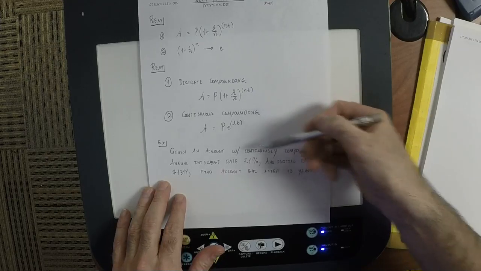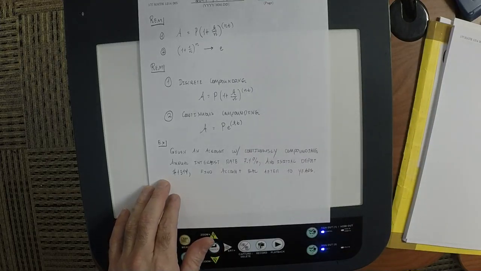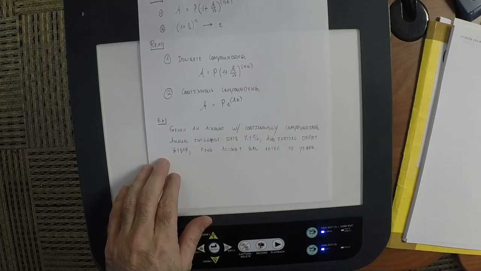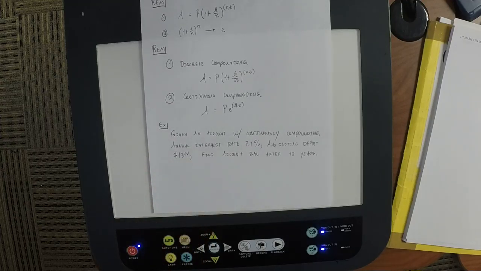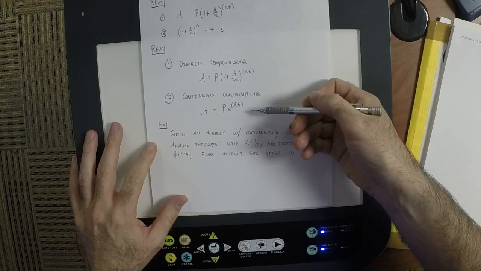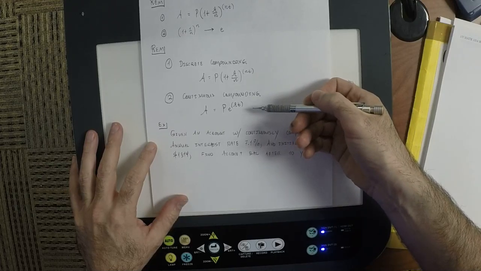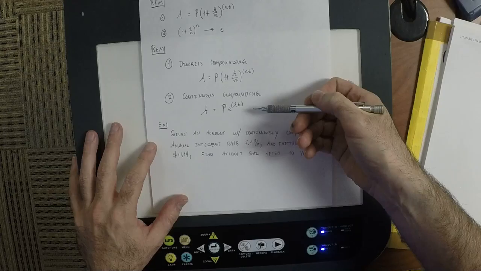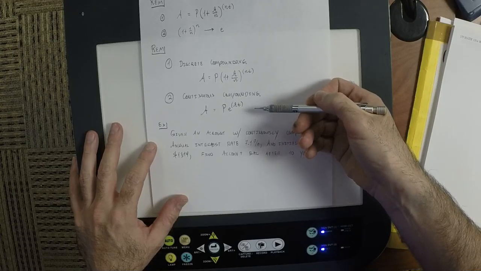However, I feel obligated to say that because every year that I teach college algebra, I see students try to use the discrete one in a problem that, to me anyway, plainly states continuously compounding, right? So then, if the problem said compounded quarterly, then what would that mean? It would mean the discrete one, and furthermore, it would mean that n is what? 4, right? Supposing it said that. Okay, so we're going to use this model.